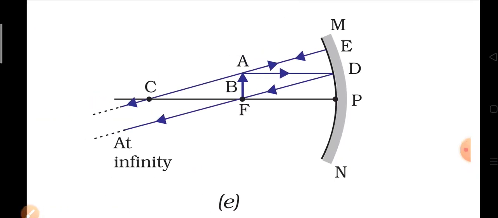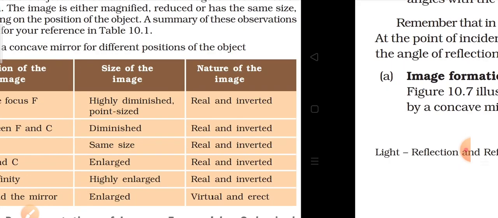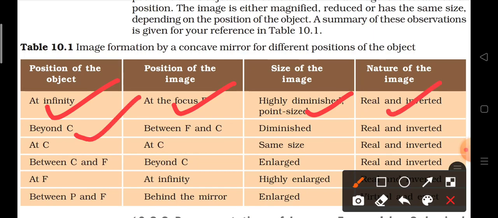We again discuss these patterns once again through the table. Okay, the table is over here. The pattern is when the object is at infinity, the image is at focus, highly diminished, very small in size, real and inverted. Second, when the object is placed beyond center of curvature, the image is between focus and center of curvature. Diminished means smaller in size and real and inverted.